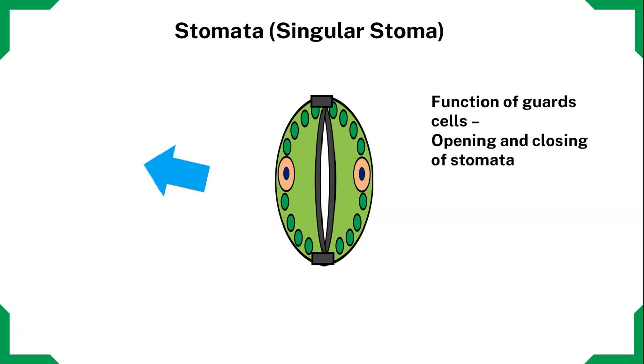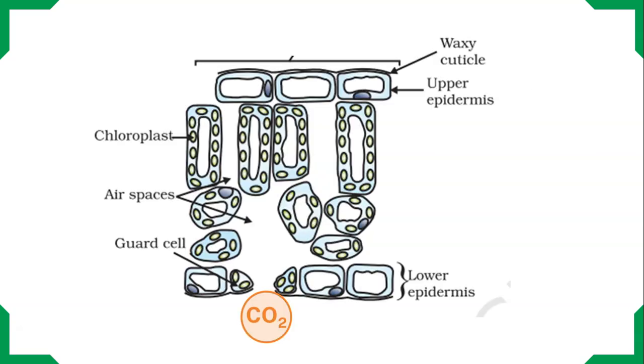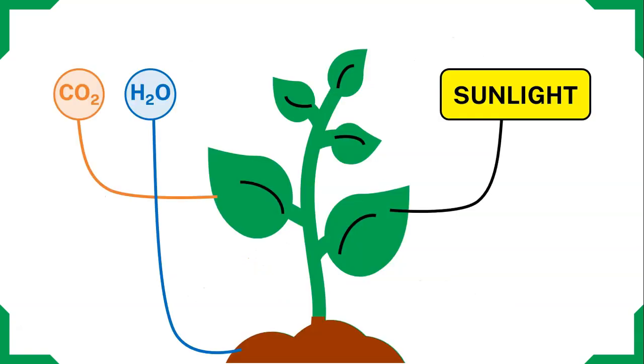But then again, whenever water enters into the guard cells through the process of endosmosis, we know that it forms a hypertonic solution, and then the guard cells swell up and they become turgid, and that actually opens up the stomata. So that's how the carbon dioxide enters into the air cavities, and then it's being utilized for photosynthesis.